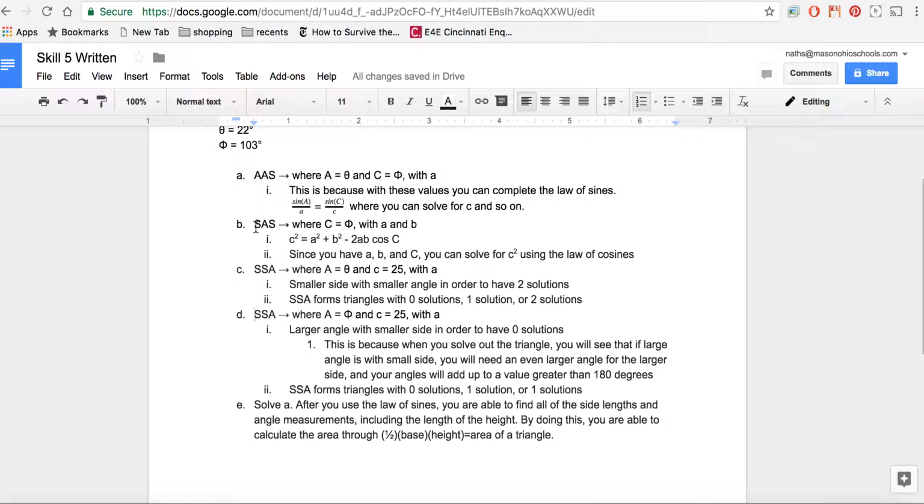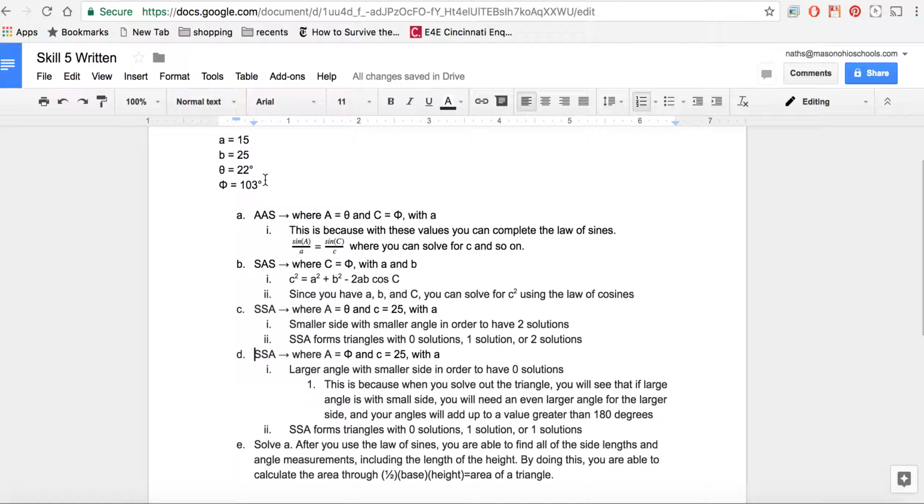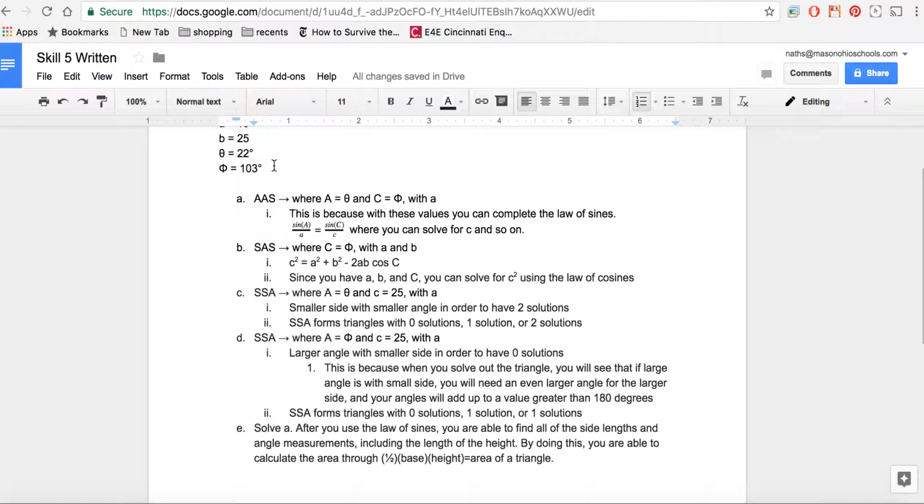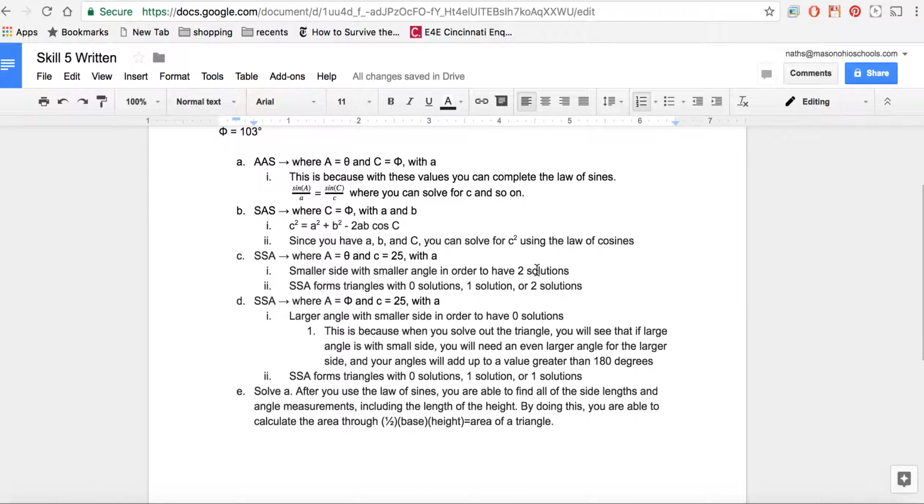So I chose a side angle side, in which I solved for the angle of C. I had A, which was 15. I used B, which is 25, and I used my angle C, which was 103. And through this, if you plug in A, B, and C, you can solve for C, the lowercase c, which is the angle value. The third thing was asking for a triangle with 2 possible solutions.